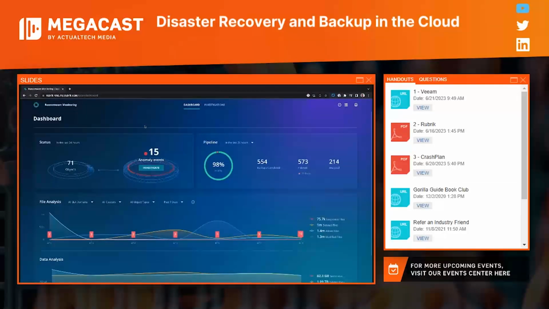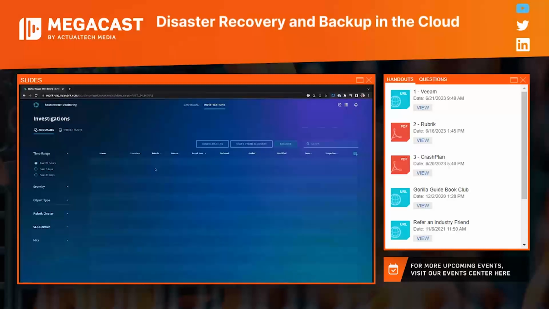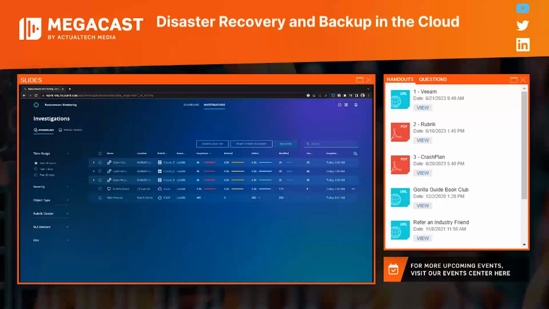We can also see information on how our ransomware investigation pipeline is performing, as well as a nice time series overview of just when any of these anomalies have occurred. Drilling into our investigations, we can see that indeed one of our M365 OneDrive accounts, this Mike Preston account, has been identified as having an anomaly. We can see that a number of files within this account have been added, modified, and deleted, and ultimately a number of files have been marked as suspicious.